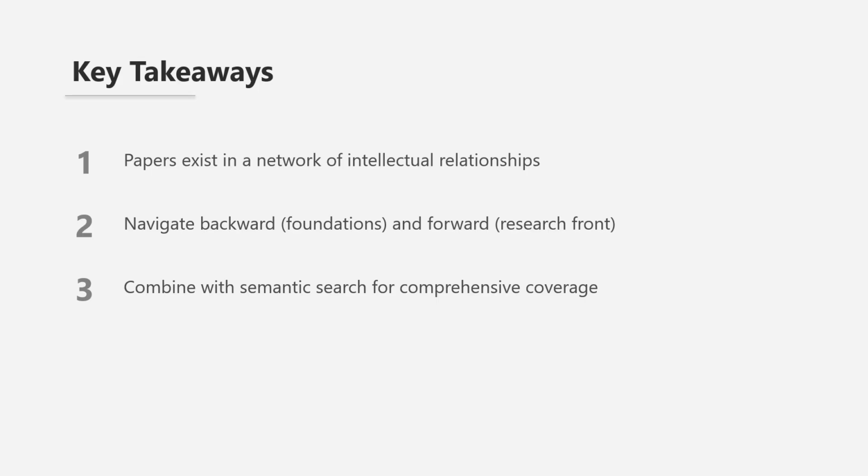The combination of semantic search and citation networks finds more relevant literature than either method alone. Semantic search finds by meaning, citation networks find by relationship. Together they're comprehensive. Practical workflow: start with semantic search to find initial seed papers. Use those seeds to navigate citation networks. Go backward to find foundations. Go forward to find the research front. Look for co-citation to find related work. Repeat with promising discoveries. This iterative process rapidly expands your coverage beyond what any single search method could achieve.